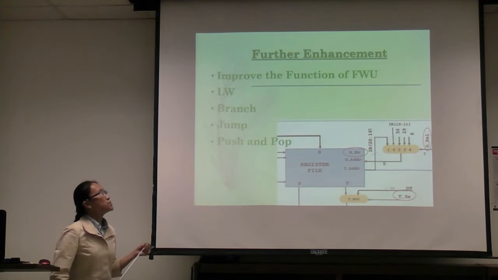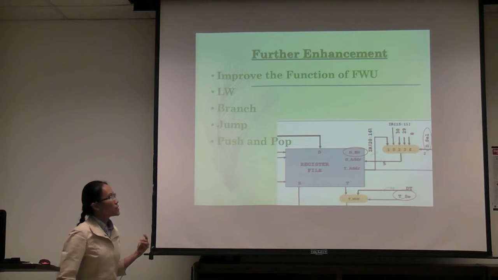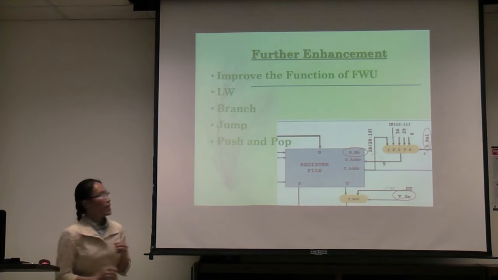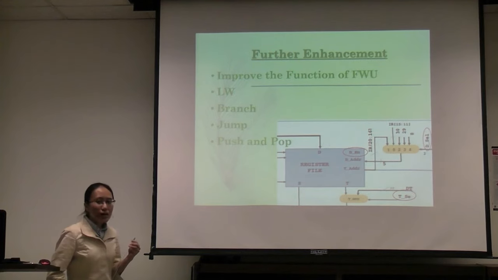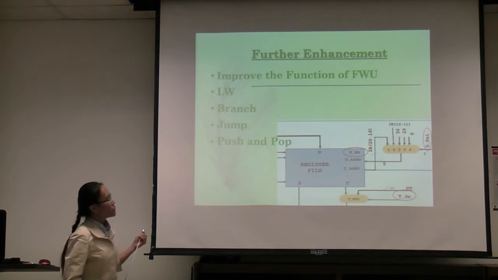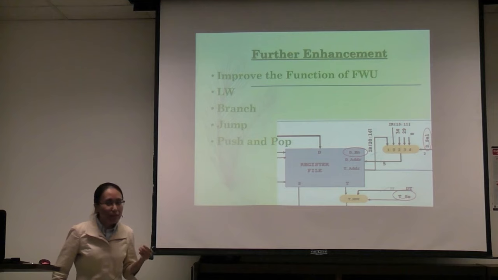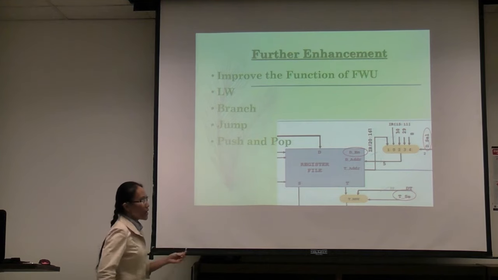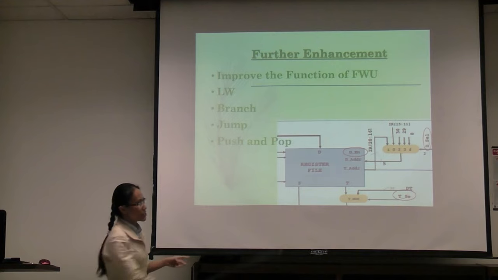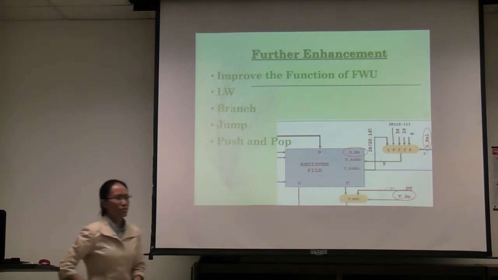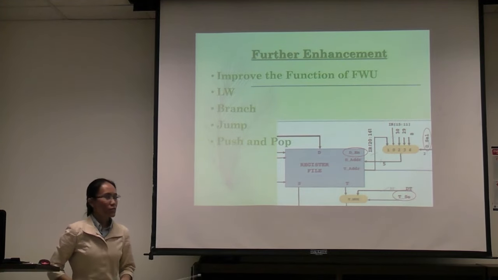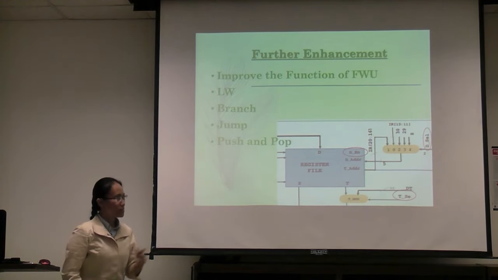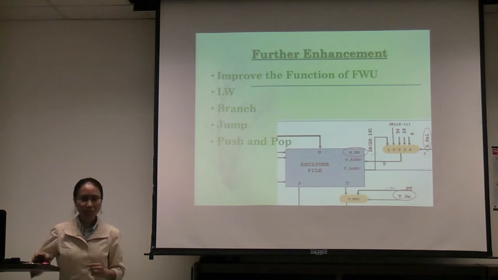So for future enhancement, I plan to make some adjustments to improve the forwarding unit and also the load hazard, branch jump, and the push and pop instructions. I was doing it, but then at the last minute I realized that it was wrong because I made a wrong selection on register 8 right there. It was a little confusing, but by the time I found out, I had already submitted my project, so it's wrong data right there.